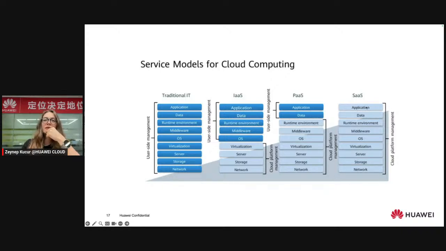We all use software as a service applications in our daily life. For example, our mailing applications, the social media accounts, they're all an example of software as a service.